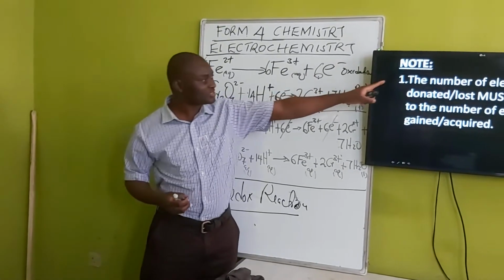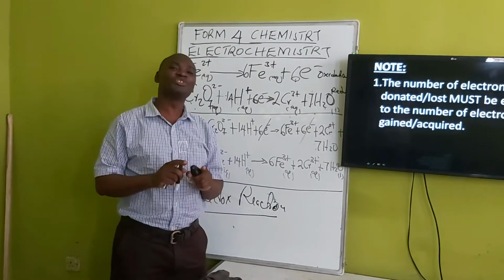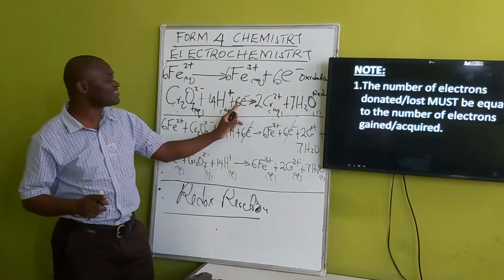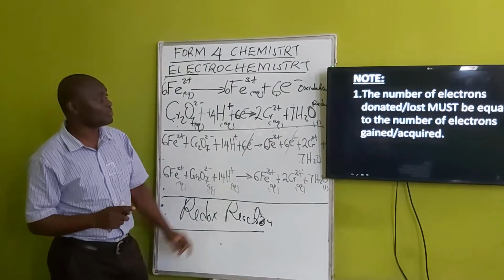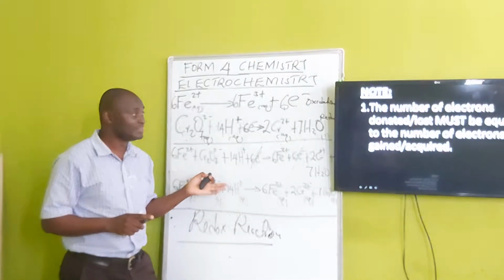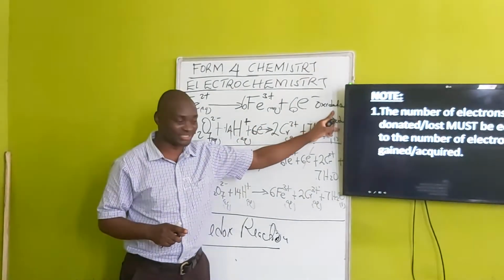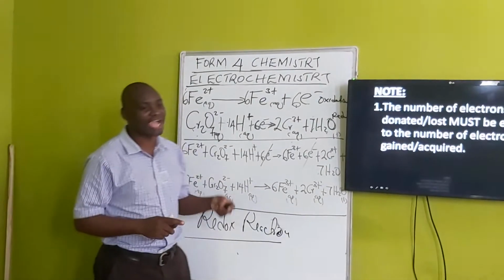And that one brings us to the first point, which is very important, that the number of electrons donated must be equivalent to the number of electrons accepted. That is a very important point, that while writing these equations, the number of electrons donated during the oxidation process must be equivalent to the number of electrons accepted.